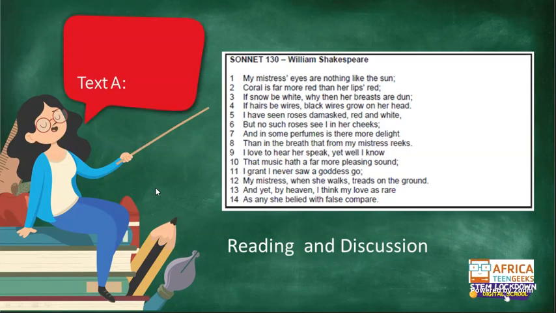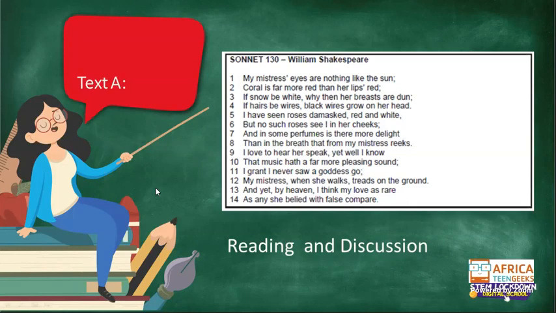Okay, what would we also say the other theme is? Like what is being discussed here? So the first thing he says is my mistress. So we already know that he is discussing a woman, right? So femininity, right? Coral is far more red than her lips' red.